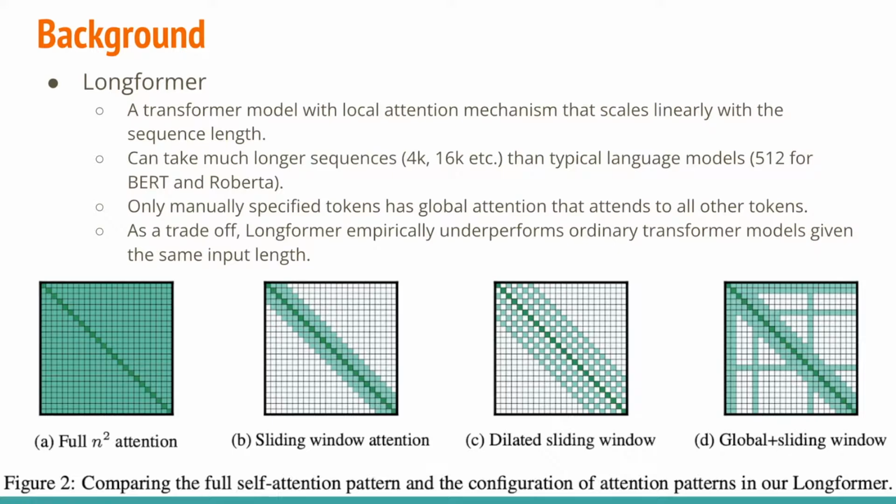So it's much longer than typical language models, which can only take 512 tokens for BERT and RoBERTa. However, as a trade-off, Longformer empirically underperforms the ordinary transformer models given the same input length, because if you compare figure A and B, Longformer is ignoring many of the white attentions in figure B. So it's not a surprising phenomenon. But anyway, it's because it can take a much longer sequence. This is the major advantage of Longformer.